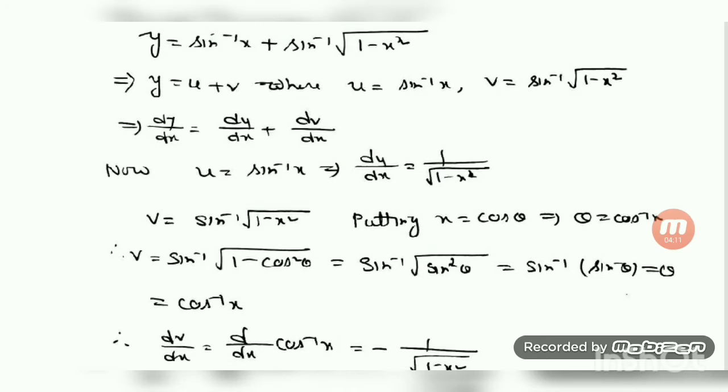That is dv/dx equal to what? d/dx of cos inverse of x. And the value of d/dx of cos inverse of x is minus 1 by under root 1 minus x square. Now I just put the value of du/dx and dv/dx here in dy/dx.